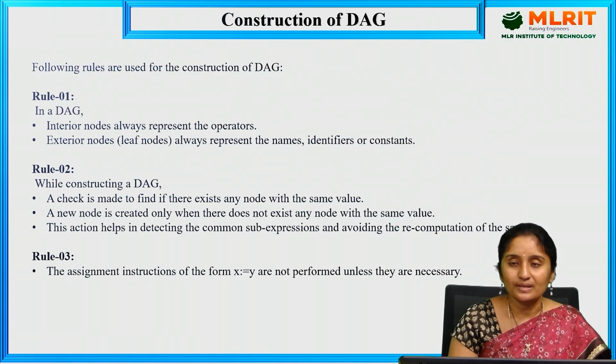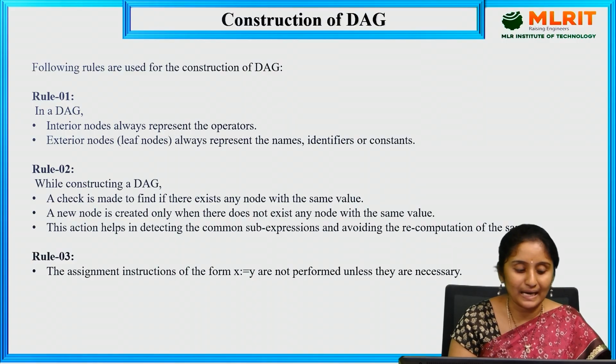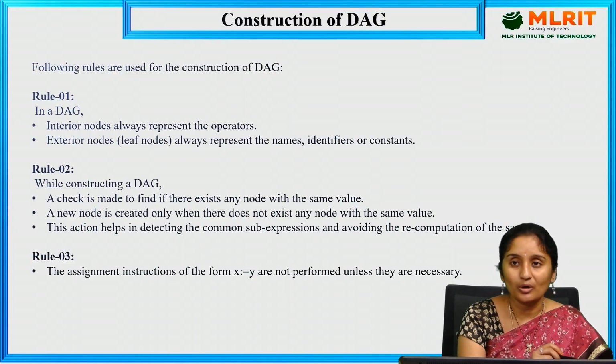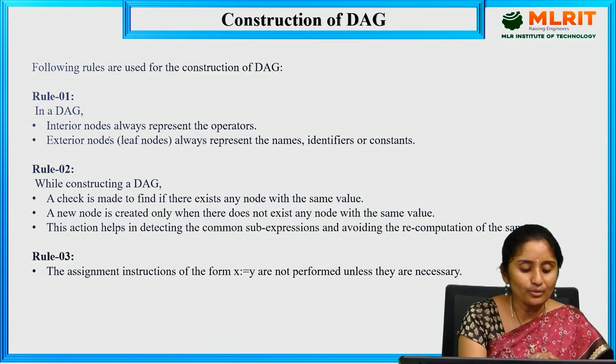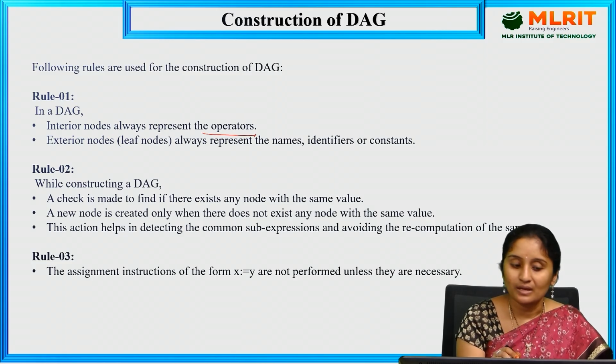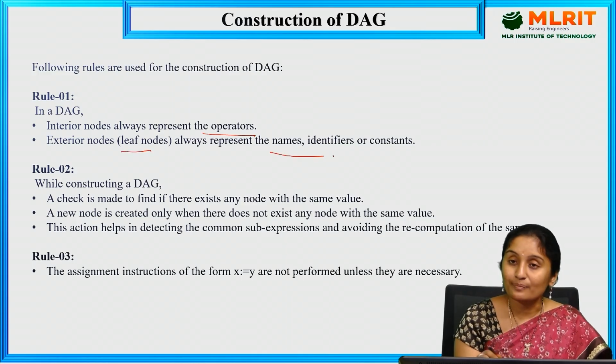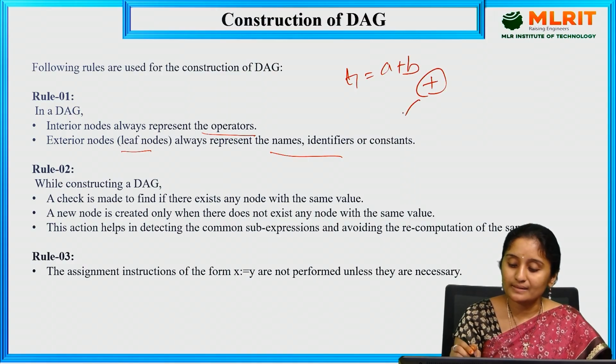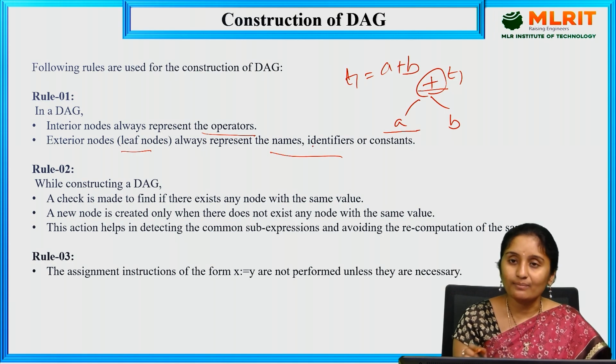The next is construction of a DAG. How to construct a DAG? There are a few rules to follow to construct a DAG. Interior nodes always represent the operators, and exterior or external nodes represent the leaf nodes, always representing names, identifiers or constants. We have seen one example, T1 equal to A plus B, with A and B pointing to T1. So internal nodes represent operators and external nodes represent identifiers, names or constants.